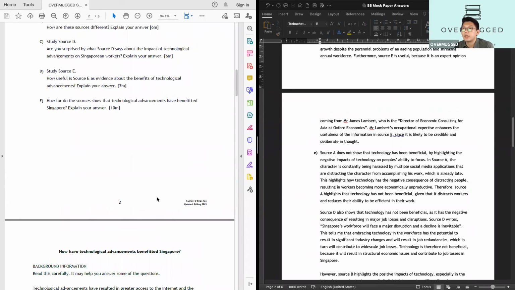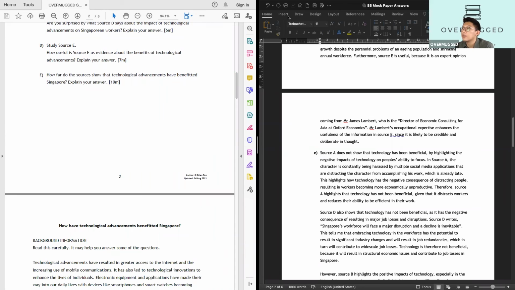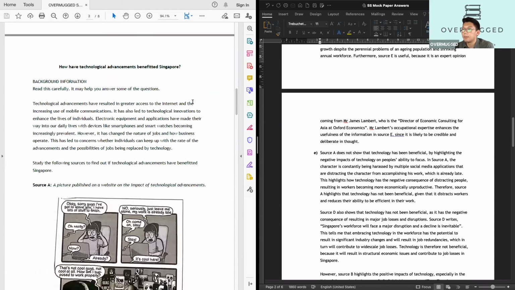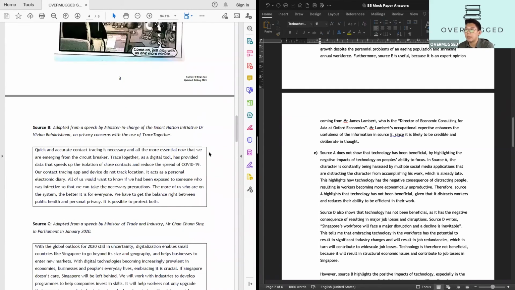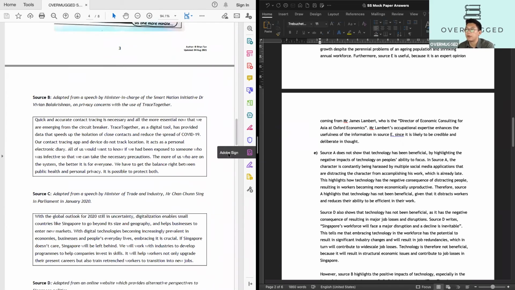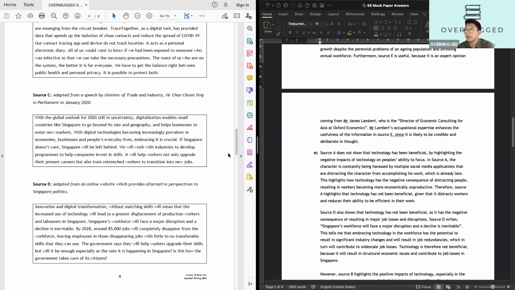Okay, let's focus on the last question. How far do the sources show that technological advancements have benefited Singapore? Explain your answer. So in the context of this paper, you see that all of them are talking about different facets of technological advancements. So first you have to talk about whether technology has benefited or harmed people, and then you have to talk about in what ways has technology benefited or harmed people after you have established that.